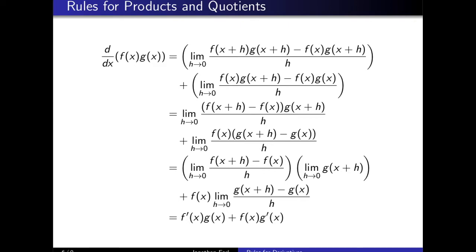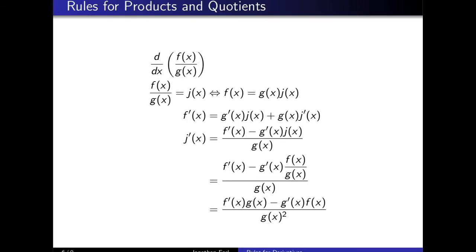So that is going to allow us to just say h is going to be 0, so we just wind up with g of x. And we can do the same kind of trick for the second limit, and what we wind up with all together is f prime times g of x plus f of x times g prime. Okay, so now we want to go and find the derivative of a quotient.